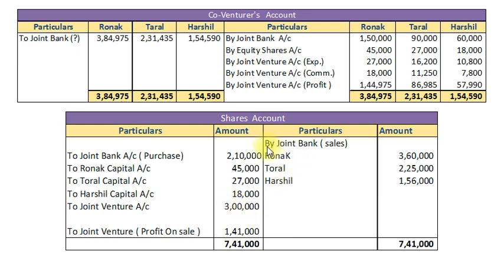Then here we record sale of shares on shares account credit side by joint bank account Ronak 3,60,000, Taral 2,25,000 and Harshil rupees 1,56,000. This is nothing but shares sold by co-venturers, but not to their individual personal account. It will be recorded in joint bank account. And 1,41,000 is nothing but profit on sale of shares. Then it will be transferred to joint venture account. So our accounting entry was shares account debit to joint venture account 1,41,000, and our shares account gets tally with rupees 7,41,000.